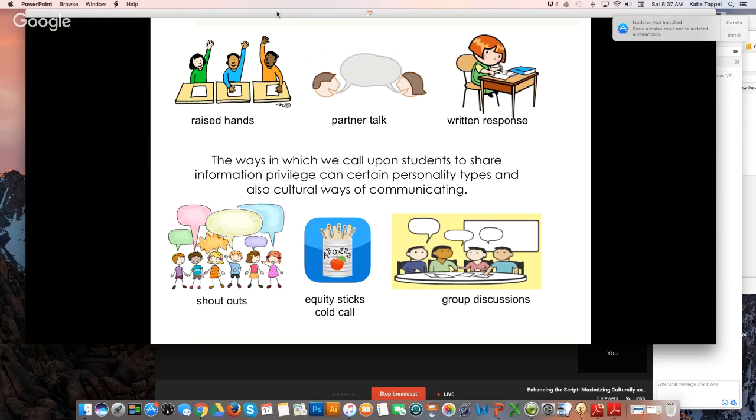So I just like to emphasize that the way that we're asking students to talk really does play to their cultural comfort levels. And so it is important to make sure that there is a variety and that you know your students well enough to know what's going to work and what's not going to work for them.